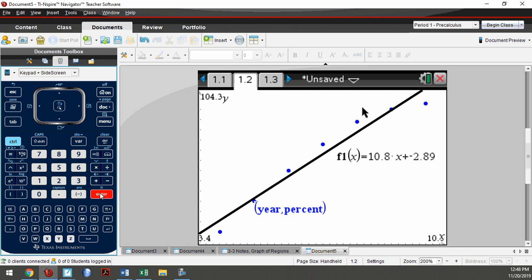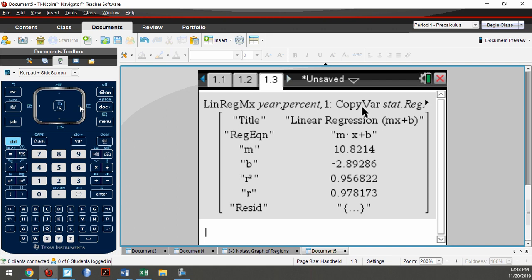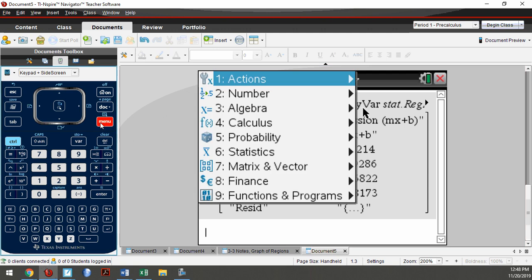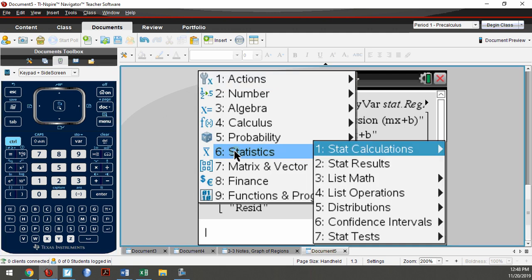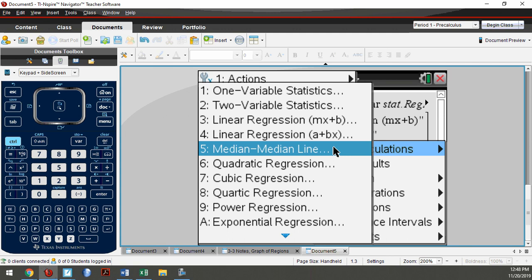Okay. Do we all understand that since it only hits 2 points, this is probably not the very best that you could get? You could probably do a lot better on this one. Do we agree? Okay, so let's see if the next model, which would be quadratic, does better. We're going to go back to 1.3, which is our calculator page, and do a quadratic model. We're going to do the same steps as for the linear: Menu, Statistics, and Stat Calculations, except this time I'm going to choose number 6, which is Quadratic Regression.